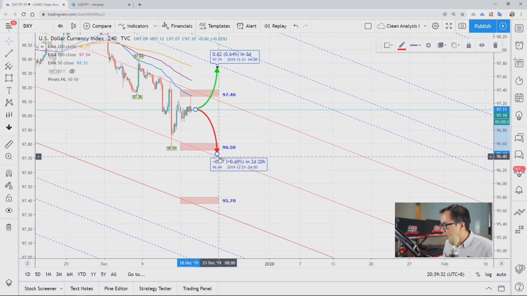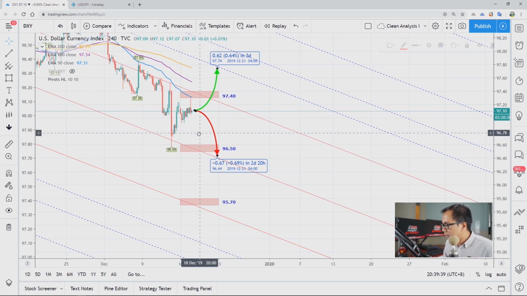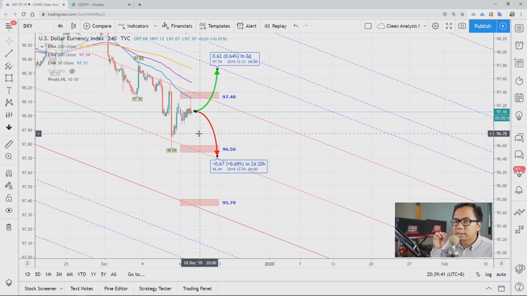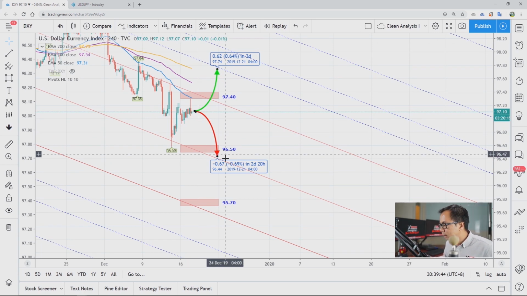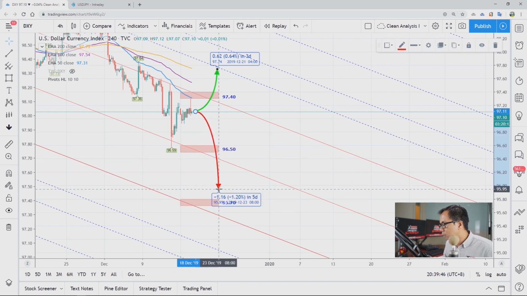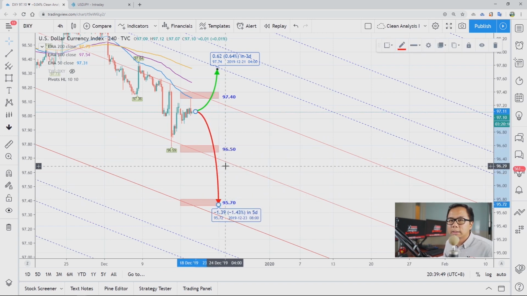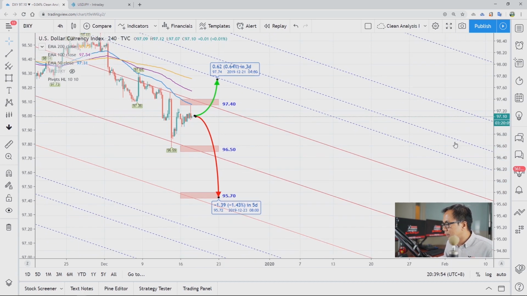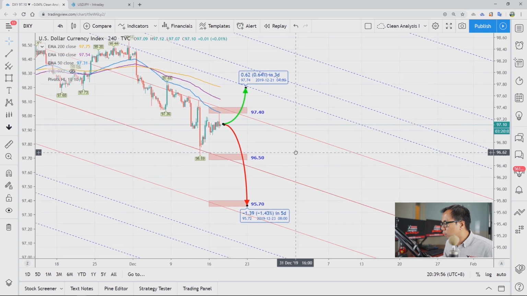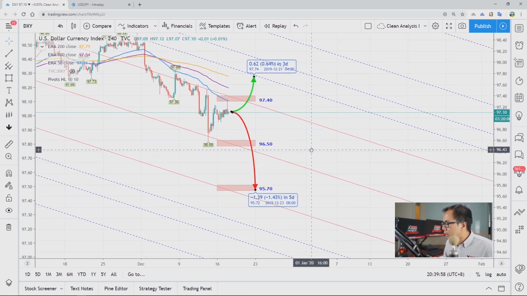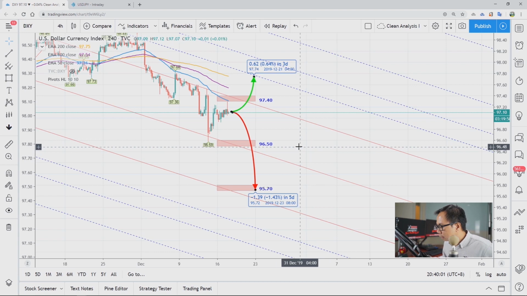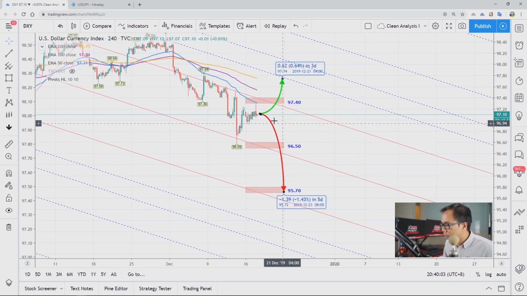On the support, you have to be aware of the level 96.50. If it breaks below this level, it will probably go down towards the 95.70 support level. This is the 4-hour chart, and it is a downtrend chart. As we know, the US dollar is currently heading lower.